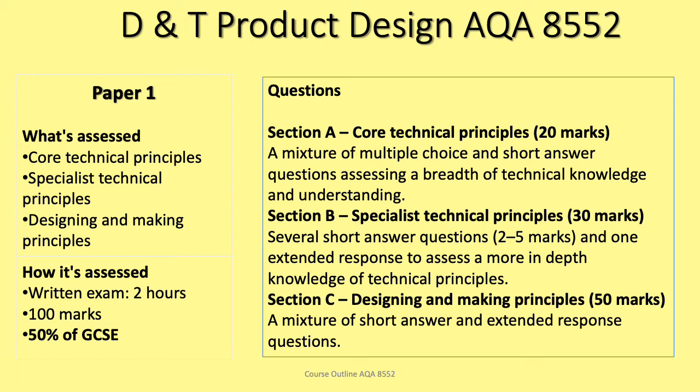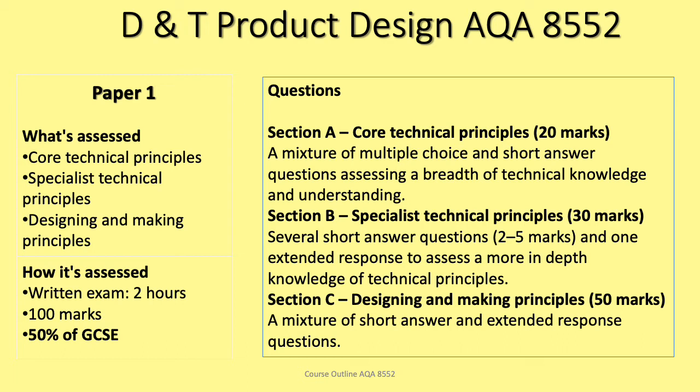Section A is multiple choice. It's worth 20 marks. It's looking at the core knowledge, the general knowledge of the material areas. Section B is your more specialist knowledge. So looking at your timber-based materials, and that's worth 30 marks. Section B is going to be mostly short answers, but some longer answers where you'll need to give slightly more in-depth information, detail.